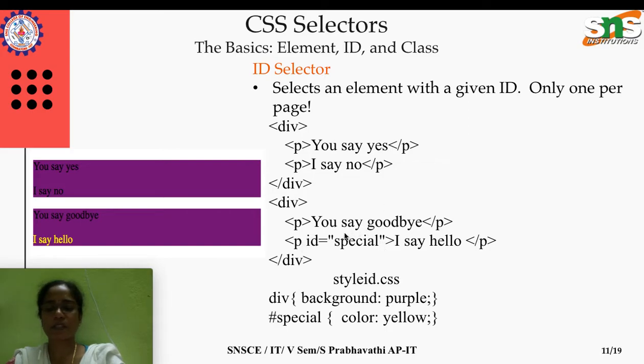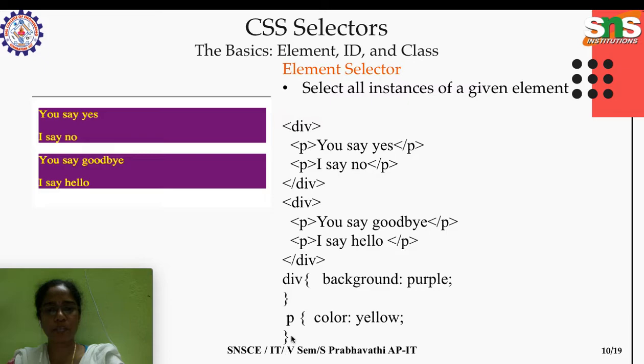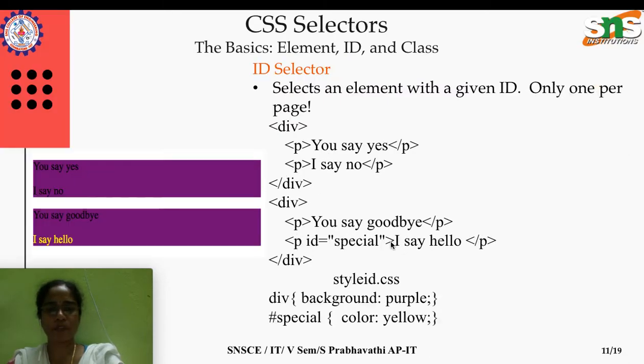What happens if, in the previous example, I have styled P? P should be of color yellow. It means all the four paragraphs take this style, is it not? So what if I wish to change only one paragraph in a single web page? Then there comes the concept of ID.